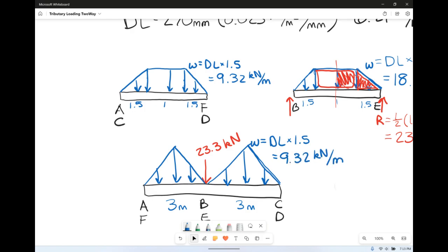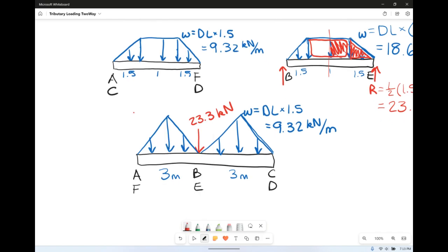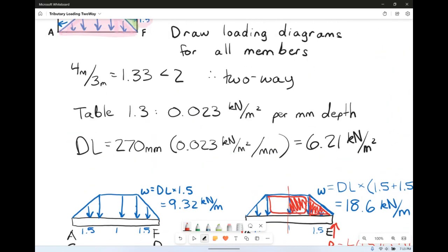And if you want to find what the reaction forces would be in the columns, if say there was a column at AF and if there was a column at CD, you could easily find those reaction forces. But that is the loading diagrams for those members for this two-way slab.